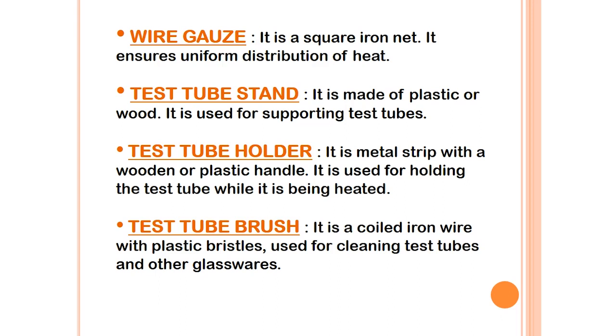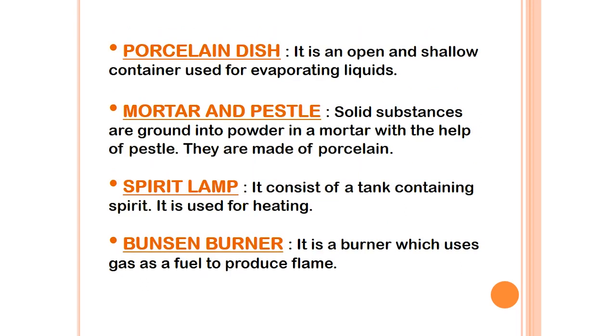Test tube holder. It is a metal strip with a wooden or plastic handle. It is used for holding the test tube while it is being heated. Test tube brush. It is a coiled iron wire with plastic bristles. It is used to clean the test tube and other glassware such as flasks. Porcelain dish. It is an open and shallow container used for evaporating liquids. It can absorb a large amount of heat without breaking.